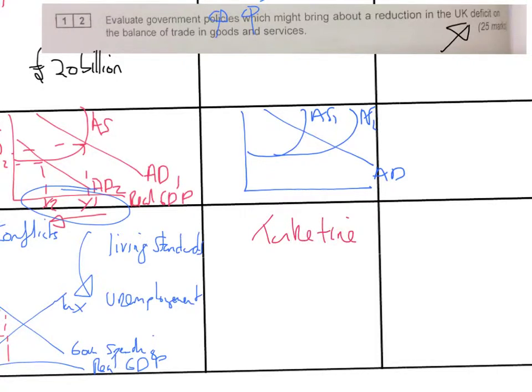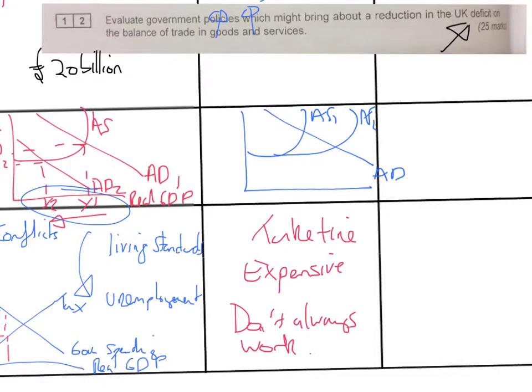They're expensive, and we know at the minute they're too expensive and we can't afford them because we're in too much debt, and they don't always work. So remember, when you're doing those things, make sure you do a bit of a sentence on why they take time, why they're expensive, why they don't always work. Don't just state them because you won't get many marks. Right, on to the next one.